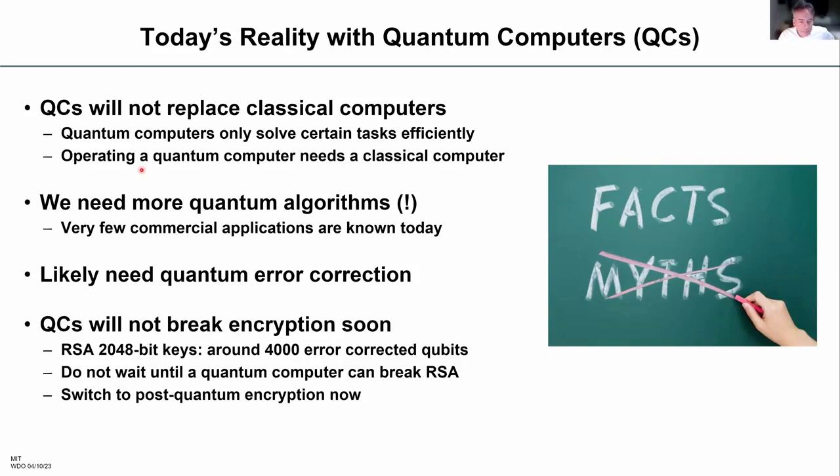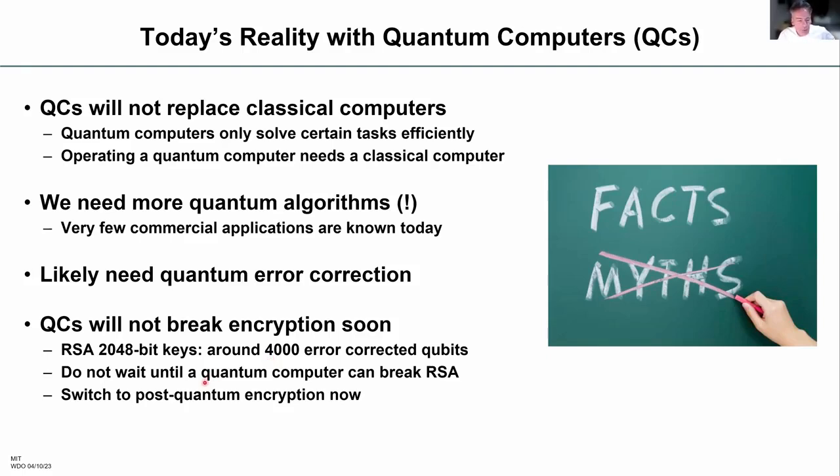And then lastly, quantum computers will not break our encryption very soon with Shor's algorithm. RSA 2048-bit keys requires around 4,000 error-corrected qubits, but those are error-corrected. They're a team, and that team comprises many physical qubits. Today, it would maybe be around 1,000. So we're talking about at least 4 million qubits, and in fact, likely more. We're very far from that.